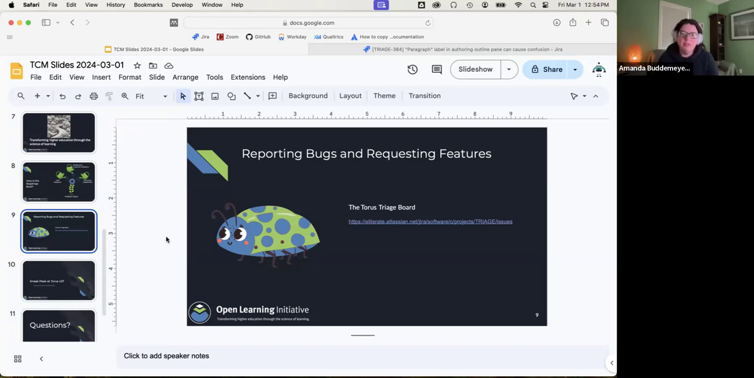It's really for any member of the Torus community to come in and put in a feature request, or if you notice a bug, you can put it there as well.